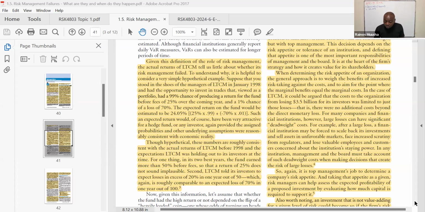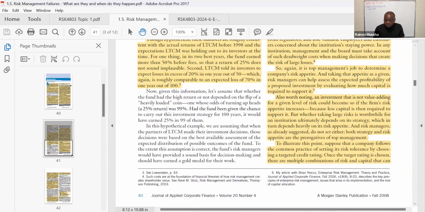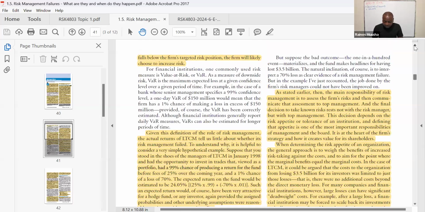That's where, which means what is uncertain there is the timing of when this loss would happen. So based on this, they say, as stated earlier, the main responsibility of risk management is to assess the firm's risks and then communicate that assessment to top management. And the final decision to take known risks rests not with the risk manager, but with top management.